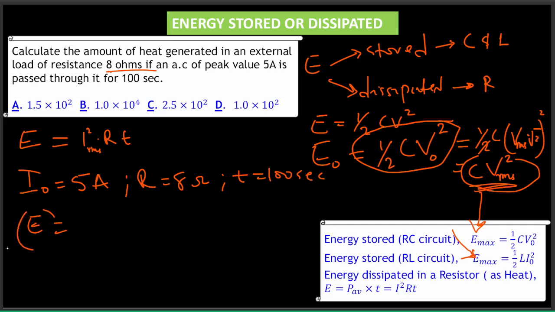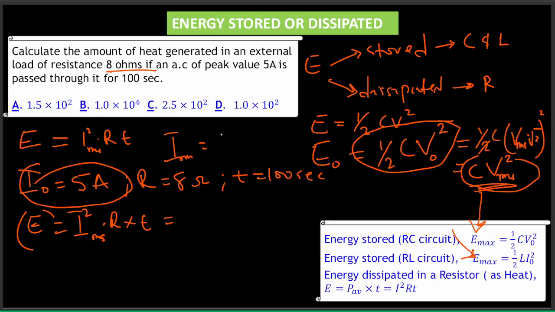Heat, which is a form of energy, remember. So energy is I RMS squared times R times T. So let's plug in what we have. But here we have the peak value, so the RMS value will be the peak value, which is 5, divided by root 2. Is that okay? So we have 5 divided by root 2, squared, times 8 times 100.